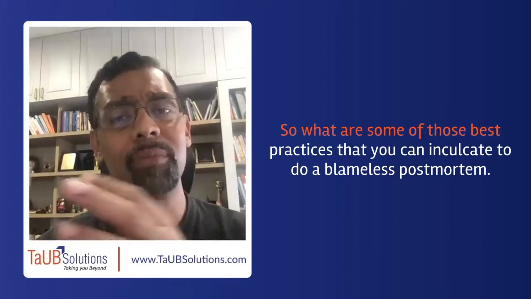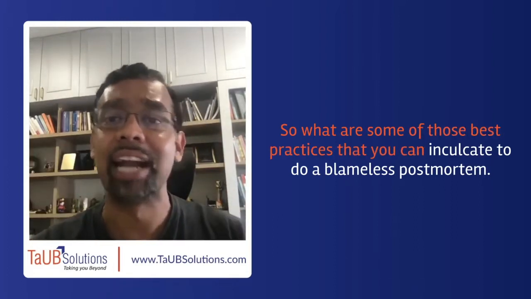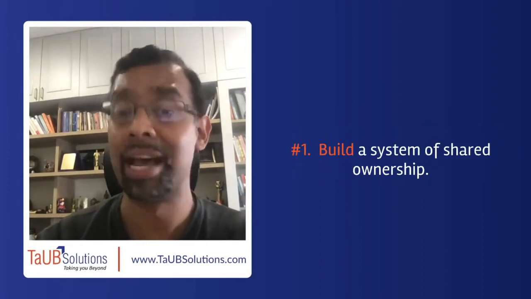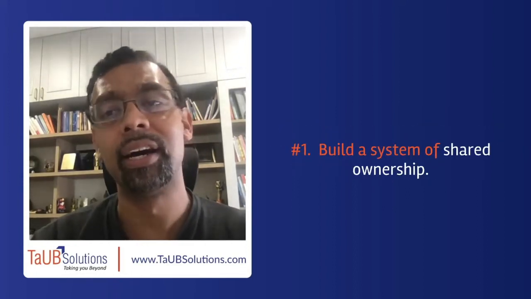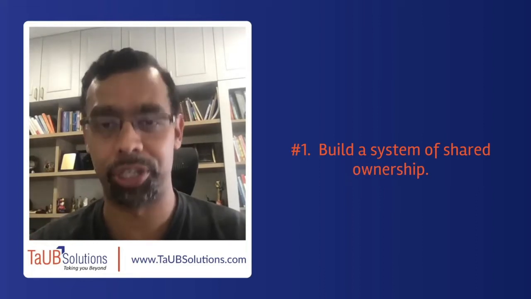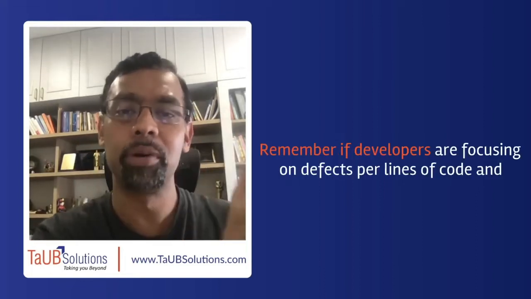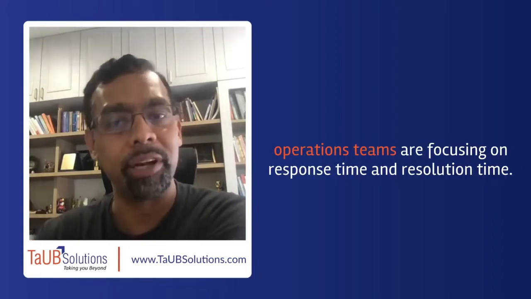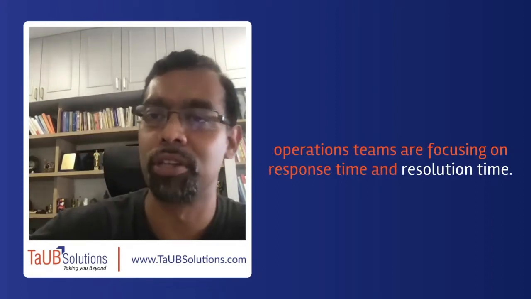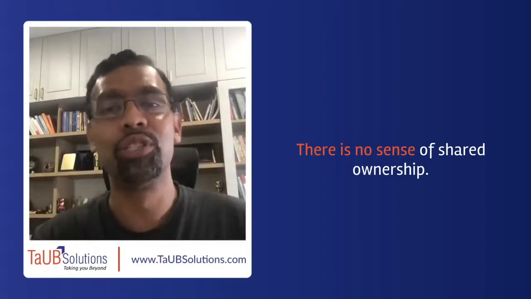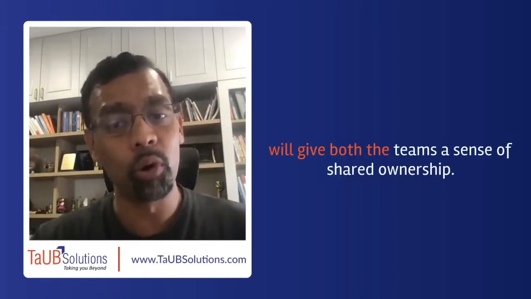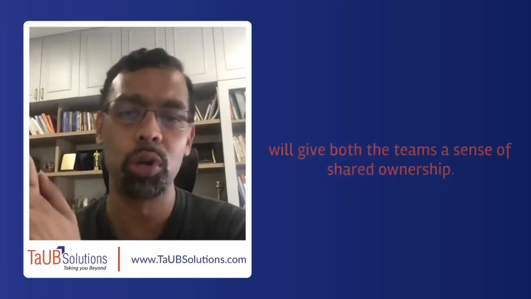So what are some of those best practices that you can inculcate to do a blameless postmortem? Number one, build a system of shared ownership. Remember, if developers are focusing on defects per lines of code and operations teams are focusing on response time and resolution time, there is no sense of shared ownership. So building something like a service level objective will give both the teams a sense of shared ownership.